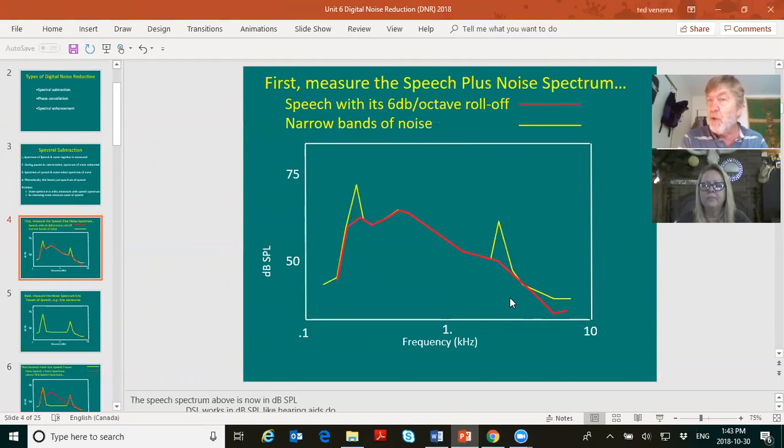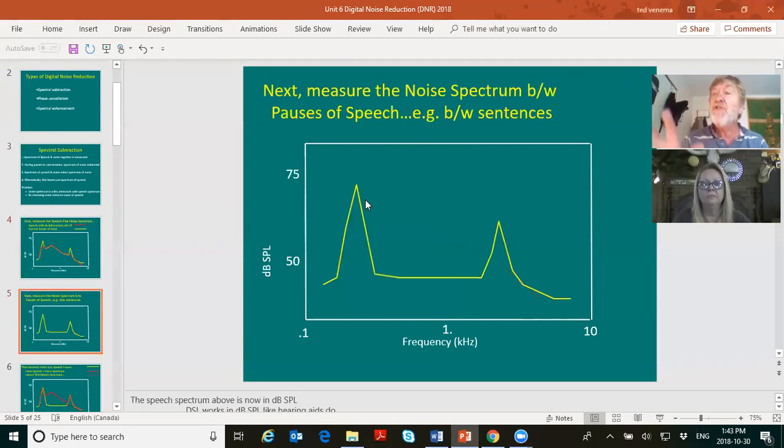I mean, tomorrow's Halloween. We can look at this spectrum of speech with its two little devil horns. So this is the spectrum of speech plus noise: speech with its 6 dB per octave roll off, and narrow yellow bands of noise. Then they'll measure the noise between the sentences. So this is just the spectrum of noise between pauses of speech, for example, between sentences. And you'll see two narrow bands here.